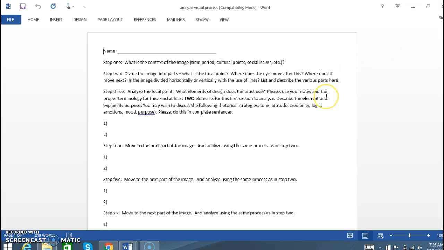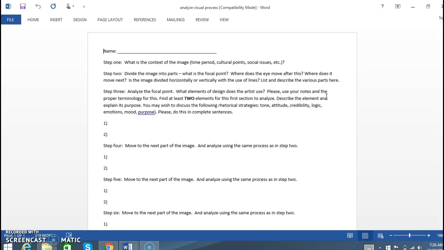Okay, this tells you exactly what to do if you just use it. It says what's the context of the image, and that's so important, the time period. What are some of the social issues going on during this time period? It's important to consider those.